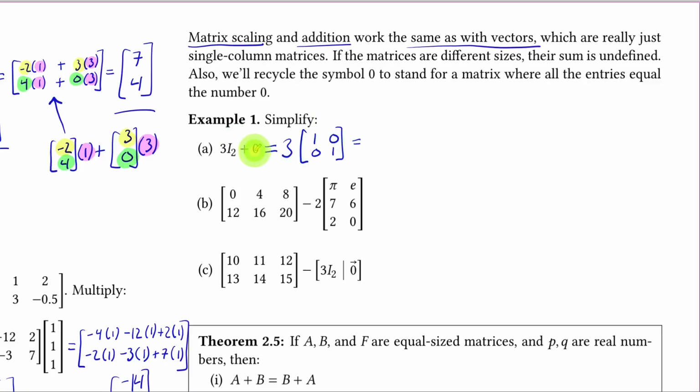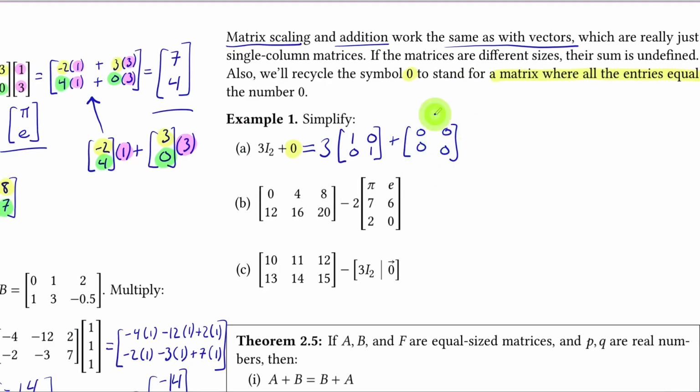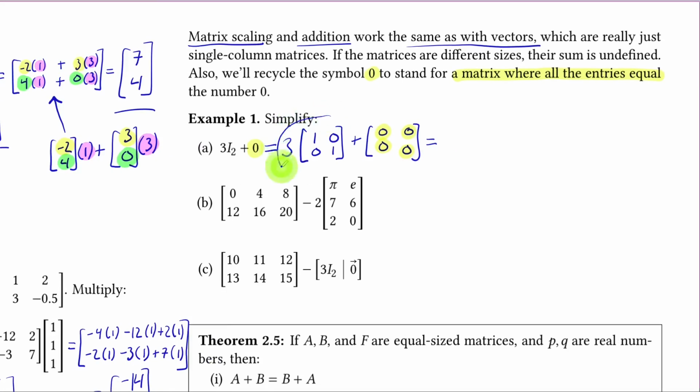And the 0 matrix is just the matrix where all the entries equal the number 0. So whatever size of thing you're talking about, like here, the other matrix is 2 by 2, so we can just assume that 0 is 2 by 2 as well. And anyways, what it means to multiply this matrix by the scalar 3 is probably what you would guess. You just multiply all the entries by 3. So 3 times 1 is 3, 3 times 0 is 0, 3 times 0 is 0, 3 times 1 is 3, so all the entries like that.